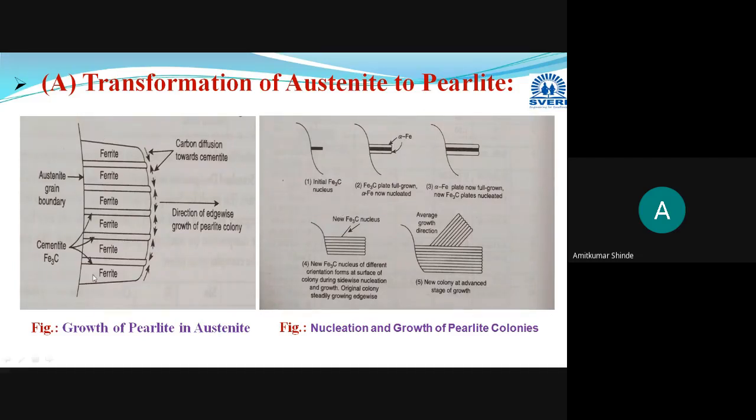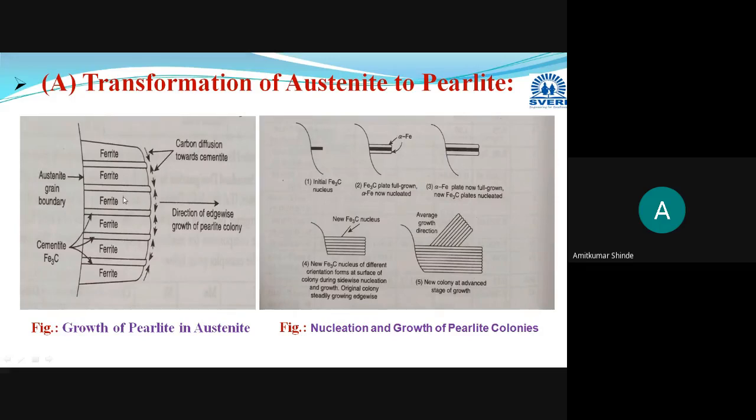If you observe the pearlite under the microscope, you will be able to see the alternate layers. In this way, a layered structure, a layered morphology, will be there. Alternately, ferrite and cementite will be there. Alternate layers of ferrite and cementite, like this. This is the final structure, alternate layers of ferrite and cementite.